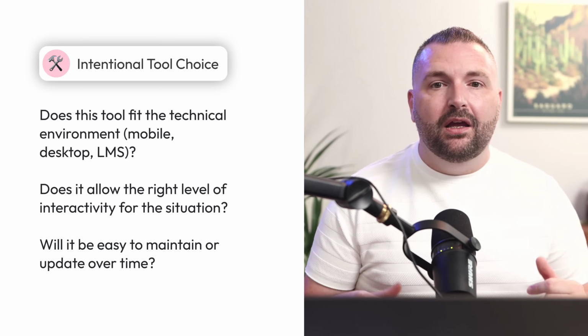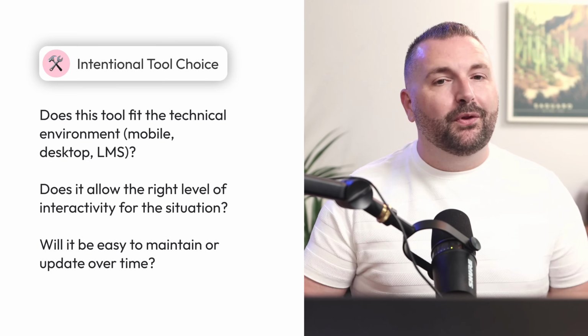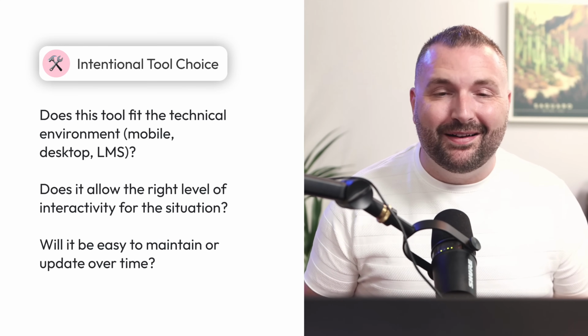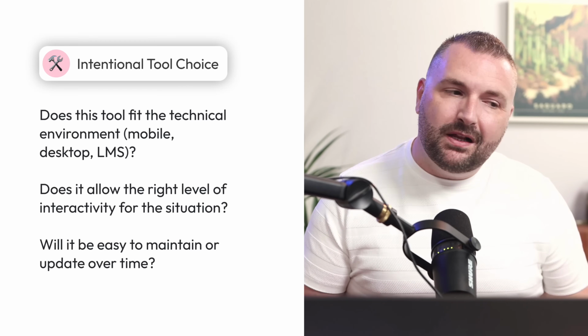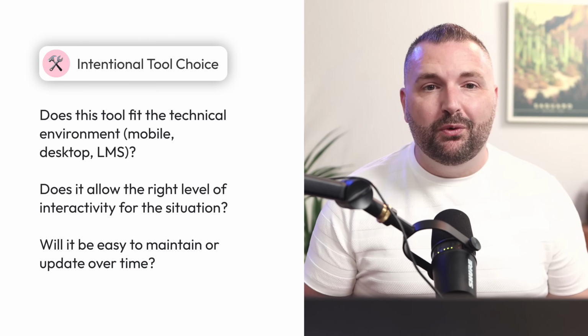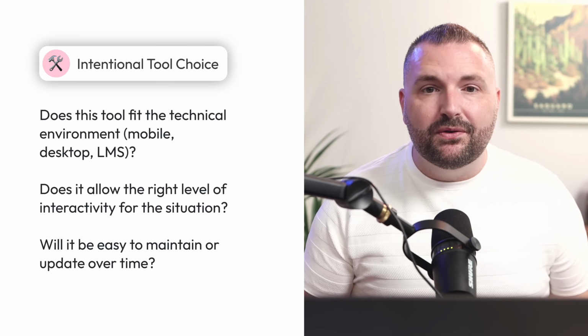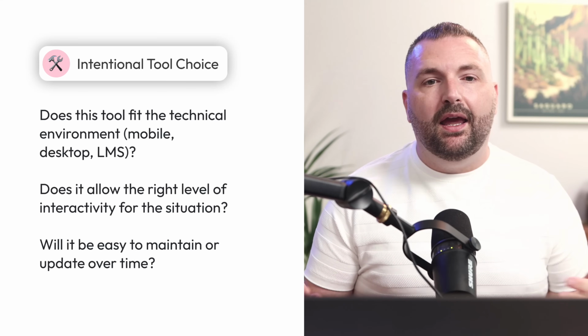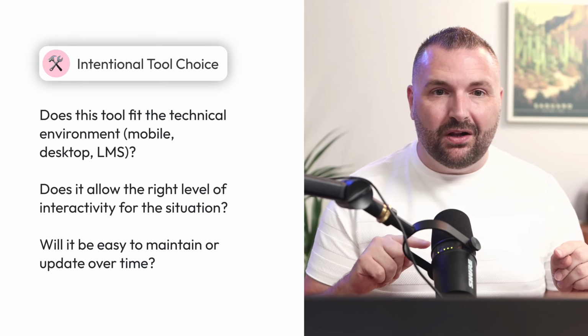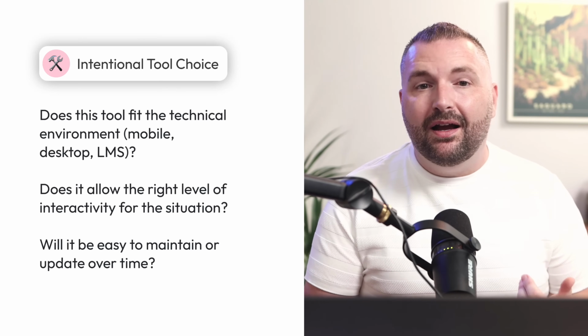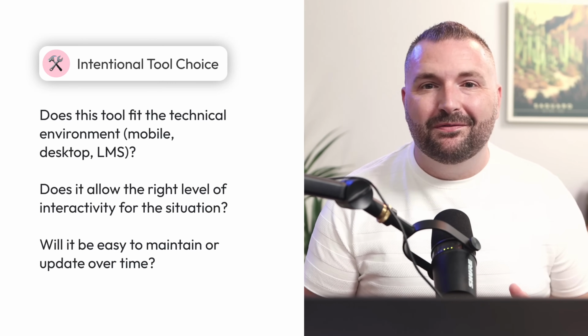So for example, you might say, the course was built in Storyline to make it look interactive and modern. Well, that may be true, but it's not really a reason. That's just following a trend. A better version would be Rise 360 was used to make the course mobile friendly and quick to update for seasonal changes. Now, that's intentional. That shows you're thinking about context and longevity, not just fancy buttons.